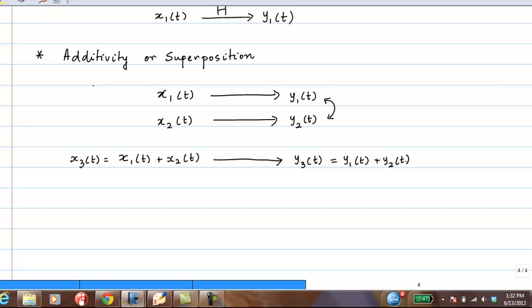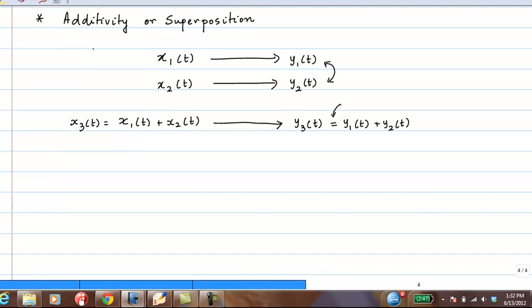Only when the system is linear, or only when the system satisfies the superposition property, is this true for all values of inputs x1 and x2. So that's really the definition of a system that satisfies the superposition property. Let's look at a few examples of systems that satisfy the superposition property, and examples of systems that do not satisfy the superposition property.